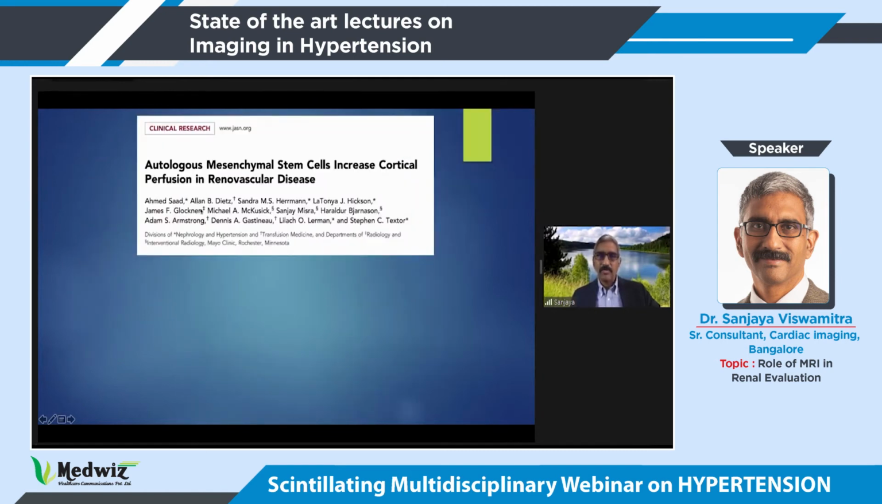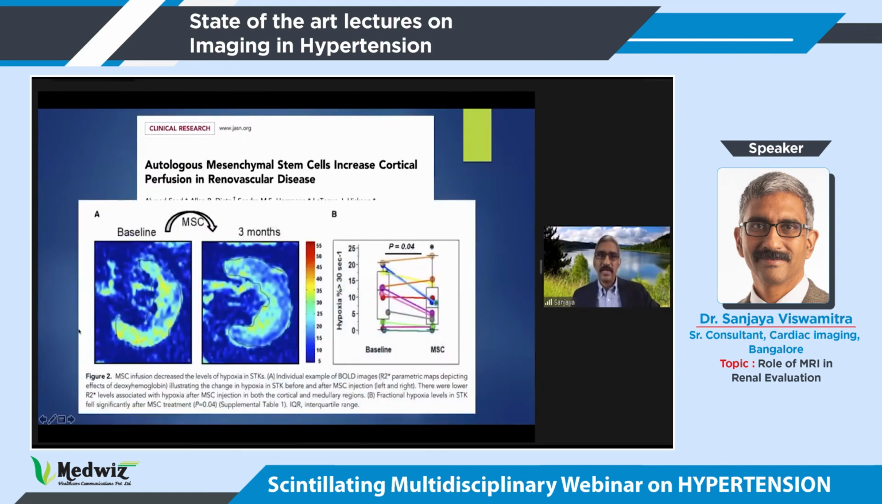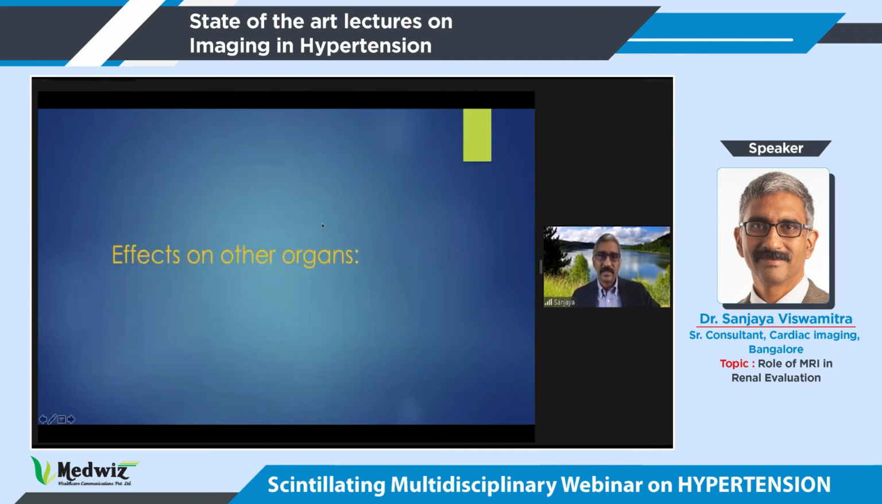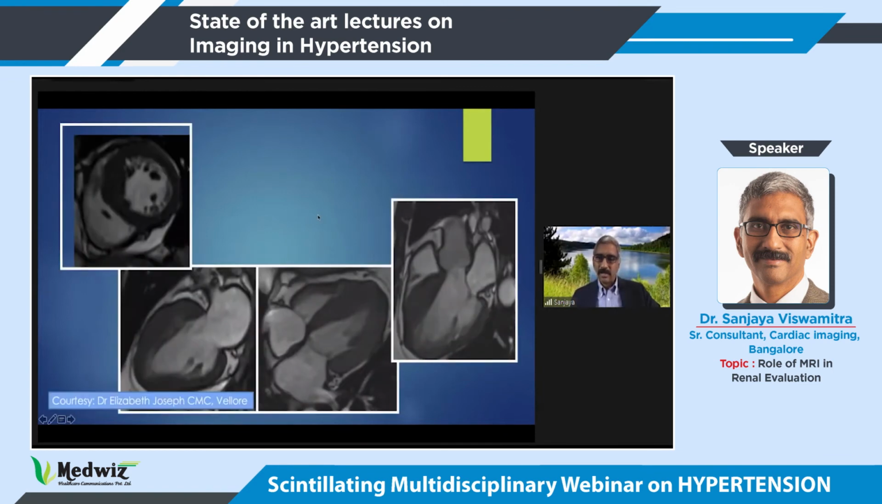This is an example also from Mayo Clinic, where they looked at autologous mesenchymal stem cells, which increased perfusion, and this was the baseline. Remember, the brighter the color, the poorer it is. You can see that after 3 months, this kidney actually increased its function based on the R2 star maps that one could see. So this is perhaps something that one can use to further evaluate patients who are on the cusp of end-stage renal disease.